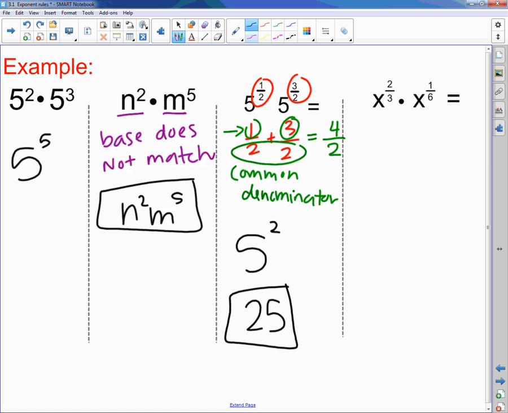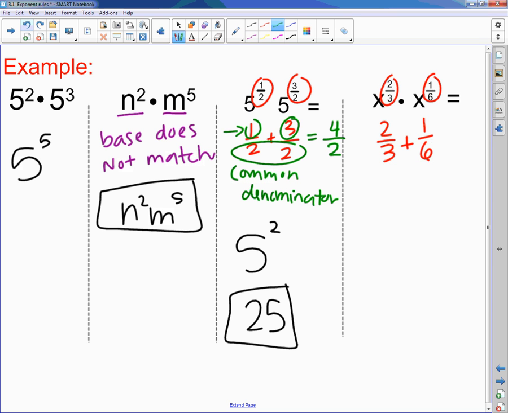So if we look at the fourth one, we do the same thing. We want to add these exponents. So I've got 2 to the third, 2 thirds, plus 1 sixth. Now notice these don't have a common denominator. The denominators are not the same. So what I want to do is find their least common multiple.